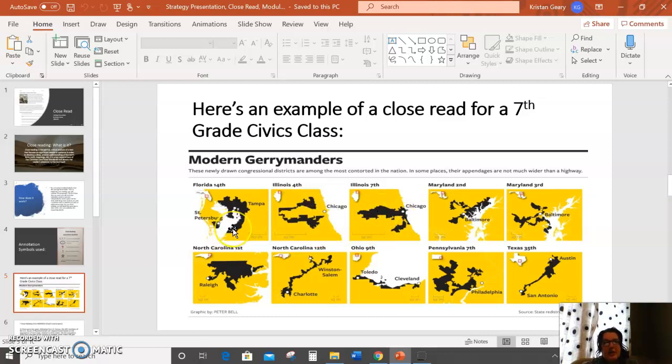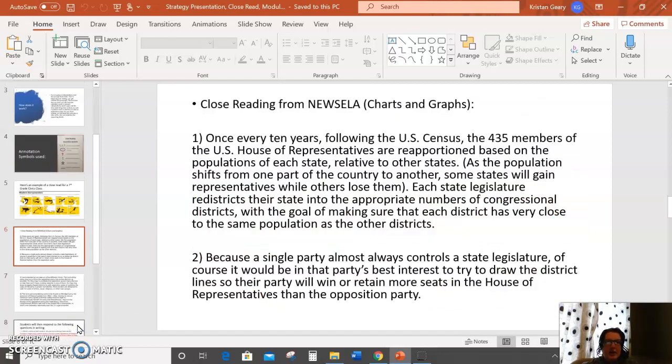And interesting, what we'll probably point out to them would be this Florida one where you see St. Petersburg over here on this side, and then you go over on the Gulf side, and then you see Tampa over here. This looks really different. So this is what we want students to kind of look at it and think, something's going on here. So here's the close reading. It's from Newsela, and it's from the charts and graphs section for 7th graders.